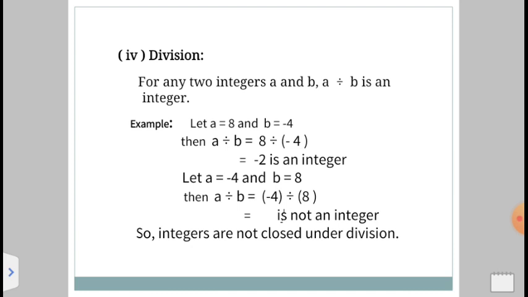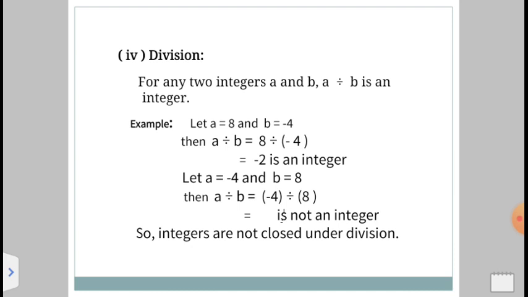But what if we divide minus 4 by 8? a is minus 4 and b is 8. Then a divided by b is equal to minus 4 divided by 8, minus 4 in the numerator and 8 in the denominator. What do you get? You get minus 1 by 2. Is minus 1 by 2 an integer?